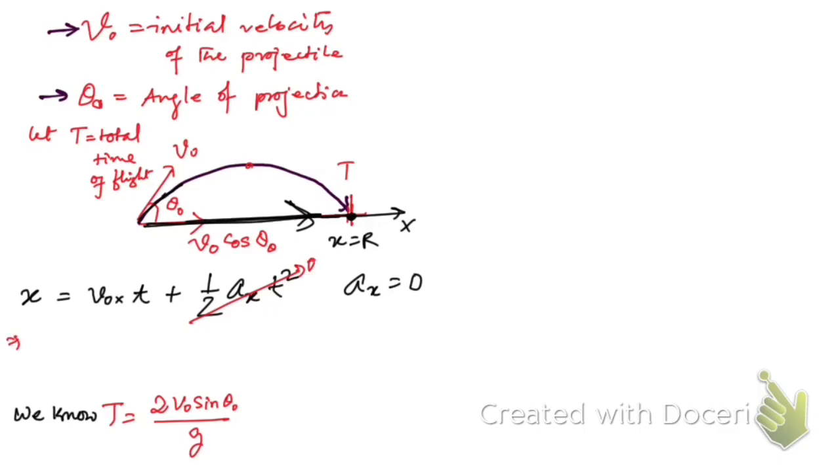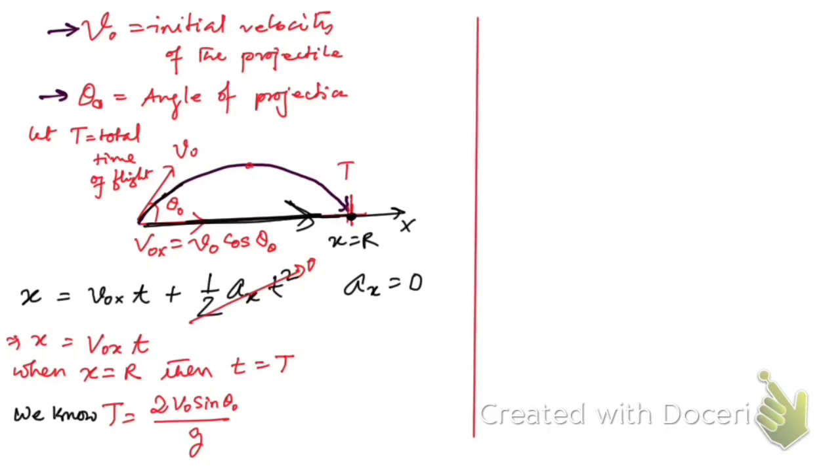So we end up getting x is equal to v naught x into t. V naught x is the x component of v naught, so that is v naught cos theta naught. So when x becomes r, then small t is equal to capital T, which is the total time of flight. So we are going to use this result in this equation. Okay, so this is equation number 1.